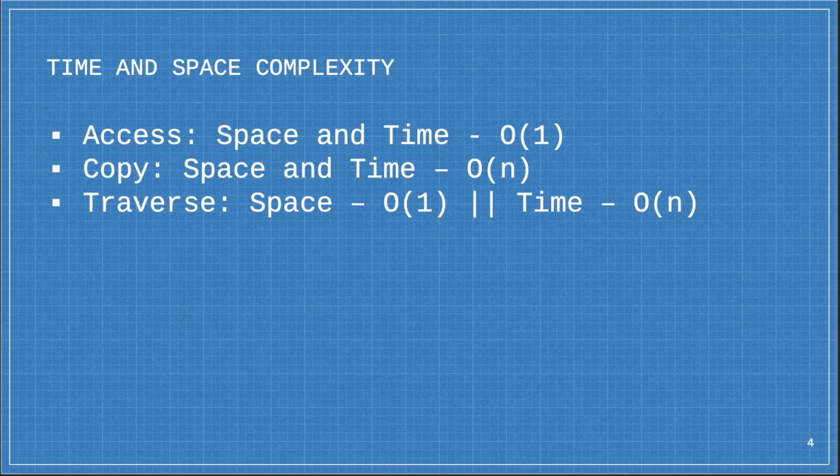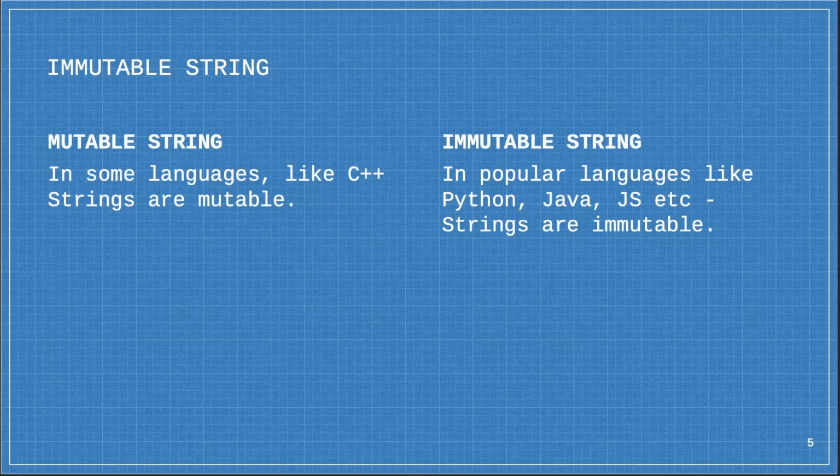Traversing a string takes constant time for space, because we don't create anything else, and O of n for time, because once again we have to loop through each character of the string. For updating and in general altering a string, the discussion is more complex because we have to discuss immutable strings. In some languages like C++, strings are mutable, but for the most popular languages like Python, Java, JavaScript, Go, etc., strings are immutable. This means that you can't alter them once you created them.